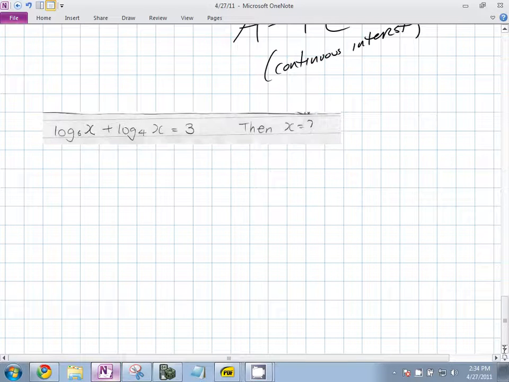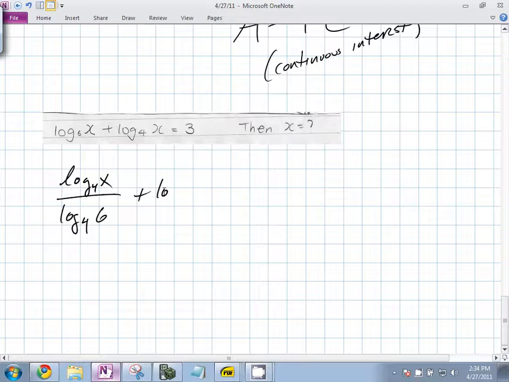So it turns into log base 4 of x over log base 4 of 6 plus log base 4 of x equals 3. Now, there's lots of different paths. I'm going to try to show you the shortest path, writing the least. It helps you, helps me. Everybody's happier. What is in each of those terms?